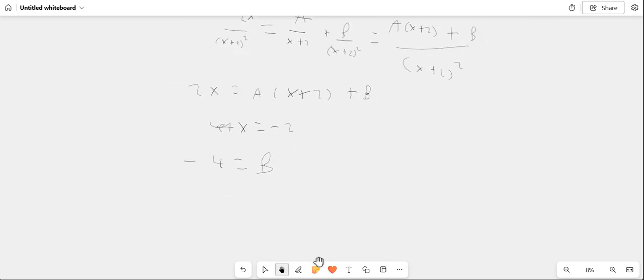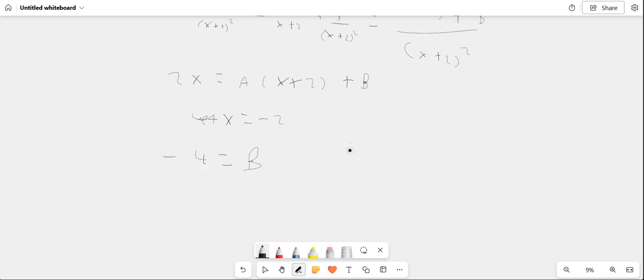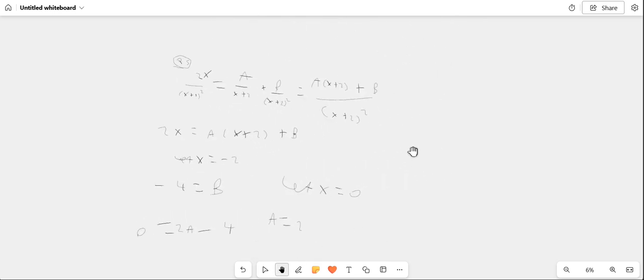Now let x equal 0, because that's what I said you default to. 2 times 0 is just 0. 0 plus 2 is 2, so that's 2a, and we know that b is -4, so that's -4. Bring 4 to the other side, divide by 2, you get a is equal to 2. Too easy, I like that question.